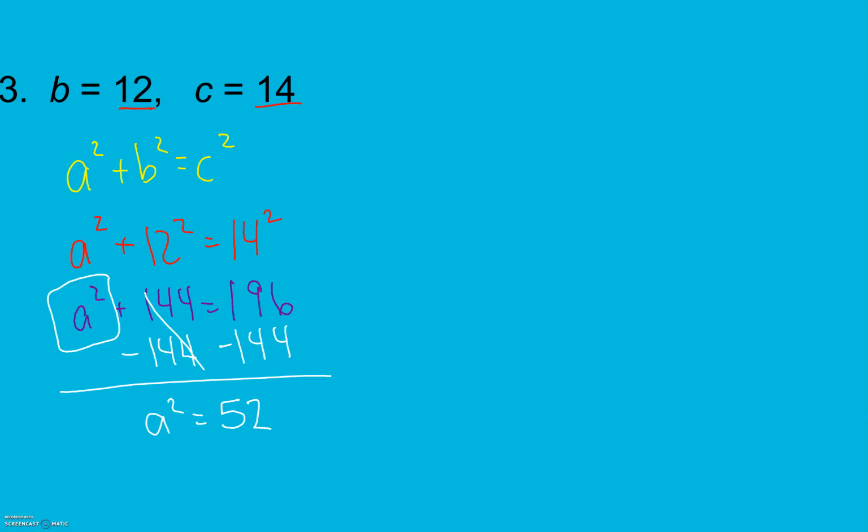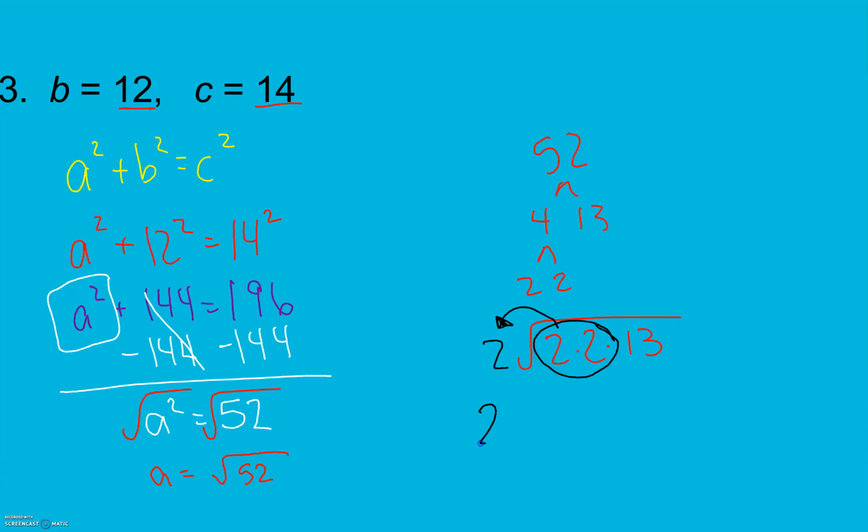And I get 52. Now we're looking for what number did we square to get to 52, so I'm going to take the square root of both sides and the square root of 52. Keep in mind we do still have to reduce that. So here I'm going to take 52 and break it down into 4 times 13, which is 2 times 2. So I'm going to have the square root of 2 times 2 times 13. I have a pair of 2's, so I can take that out. And I'm left with a 2. Inside my square root, I have a 13. So a is going to be 2 times the square root of 13.